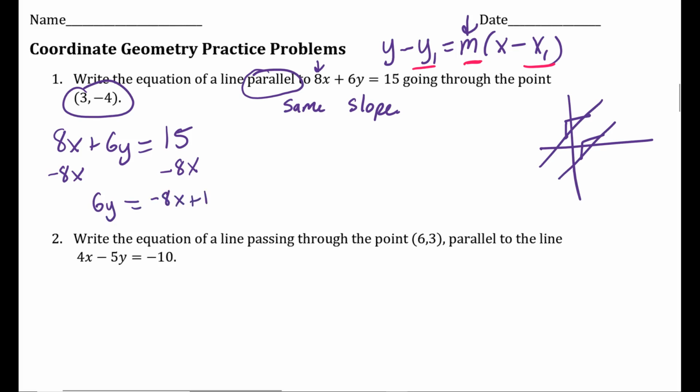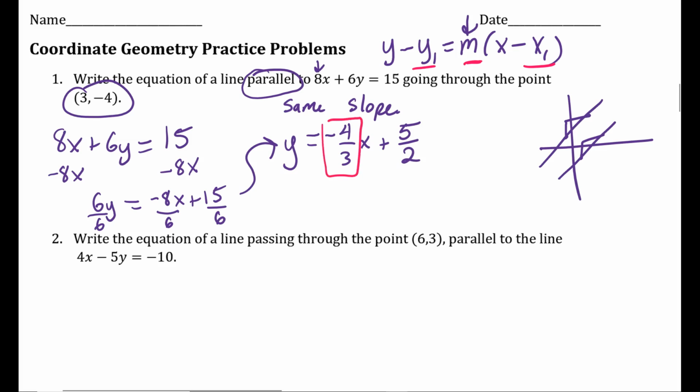So I subtracted 8x on both sides, and then I'm going to divide by 6 on both sides. Remember to divide everything by 6. So I'm left with y is equal to negative 8 over 6, which reduces to negative 4 over 3, x plus, well, 15 and 6 are both divisible by 3, so I could rewrite that as 5 over 2. But again, the y-intercept isn't the important part here. It's this slope that we care about. Since parallel lines have the same slope, I have all the information I need now.